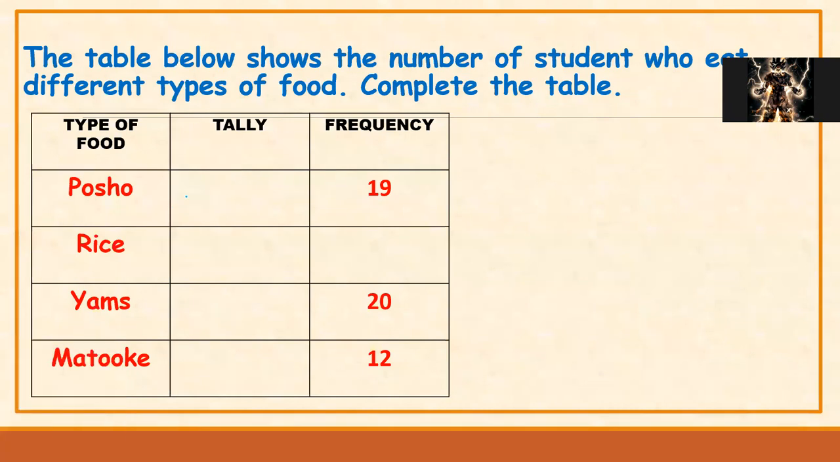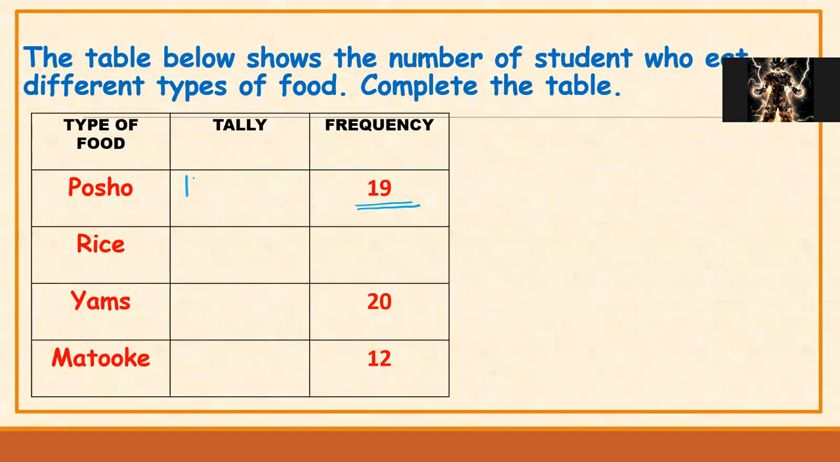So under this one here, the first type of food they have given is posho. Lucky enough, the frequency, the number of the students that enjoy posho, is already known here. They have given us this. So our role is to divide this into groups of 5s because under tallies, we count in groups of 5s, okay? So let us just make tallies.